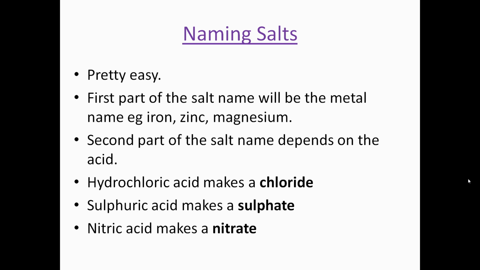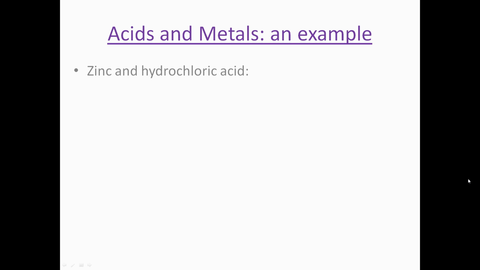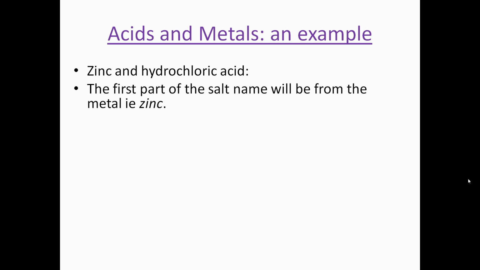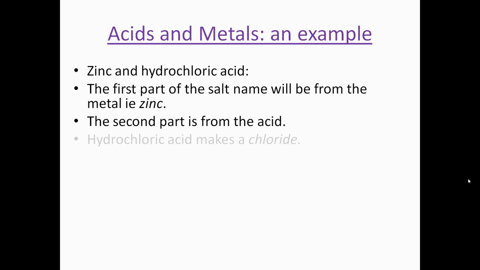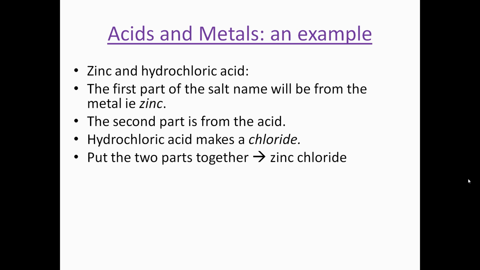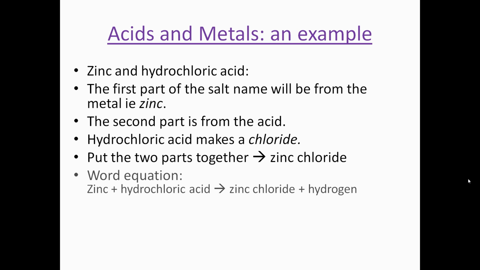So this means if we were to react a metal, for example zinc and hydrochloric acid, the first part of the salt name will be the metal name, for example zinc. The second part comes from the acid, and we've said hydrochloric acid gives you a chloride, so chloride will be the second part. You put those together and the name of the salt is zinc chloride. Really easy. Okay, and you can write this out in a word equation. Zinc plus hydrochloric acid makes zinc chloride, which is our salt, plus hydrogen.